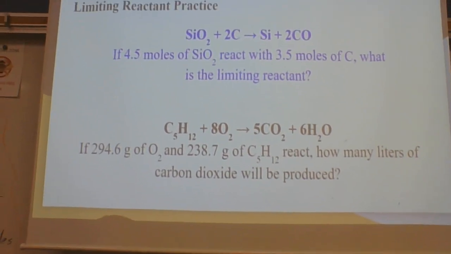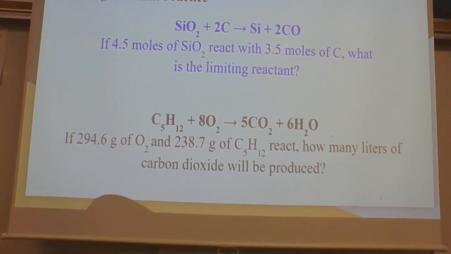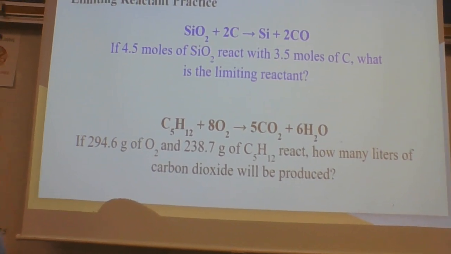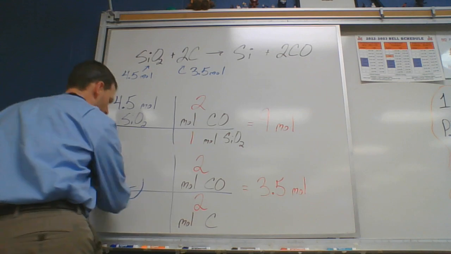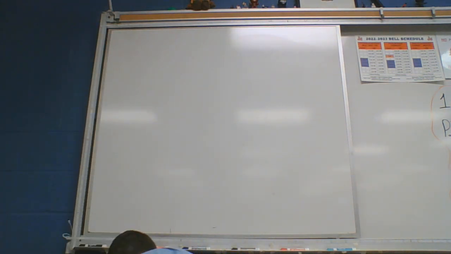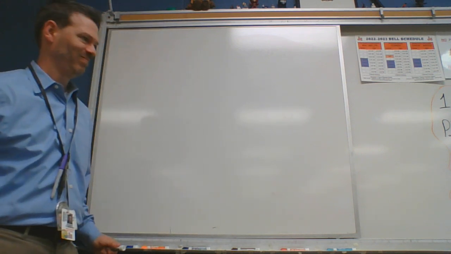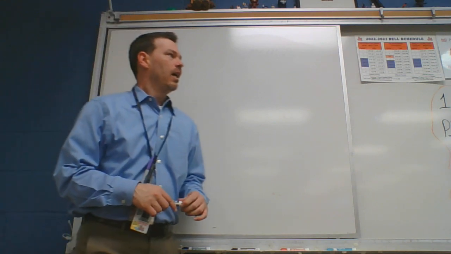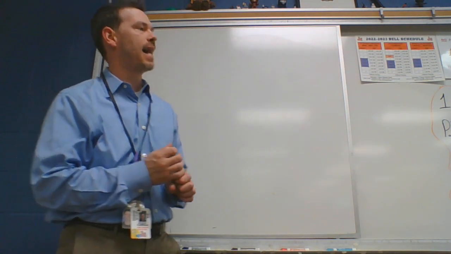All right, y'all. This will be our last problem of the day. I'll show you people at home. If you're at home, go ahead and copy down the reaction. You should copy the reaction only for now. It says we've got one pentane, is what that is, reacting with eight oxygens to produce five carbon dioxides and six waters.